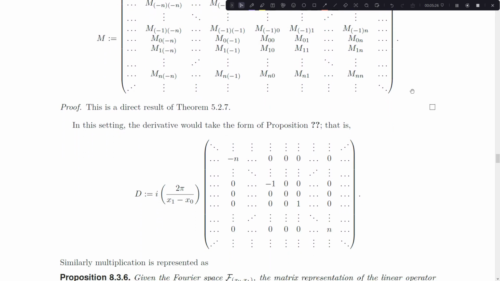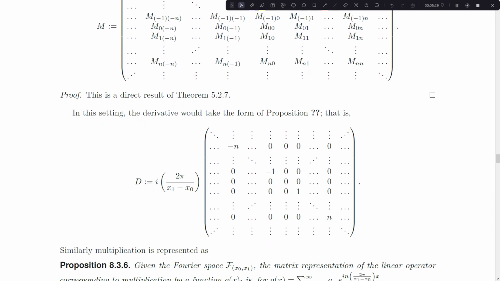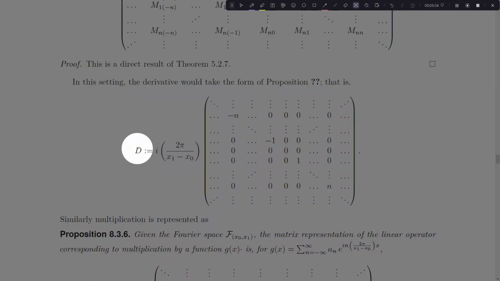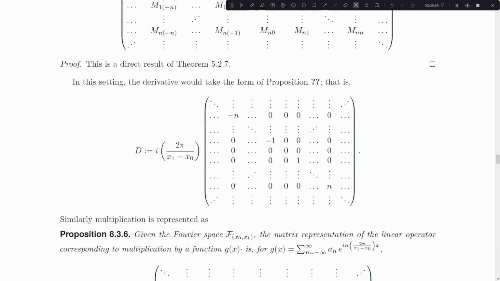So in this setting, we get the derivative, which we've seen before, right? This was one of those exercises that we tackled already. The derivative in a Fourier space is over x1 minus x0, right? If those are the bounds of my Fourier space, I can always factor this term as a constant that depends on the space I've chosen. But then the derivative itself is a diagonal matrix, and that's really why we decided the Fourier series was so powerful: the derivative is now a diagonal matrix.